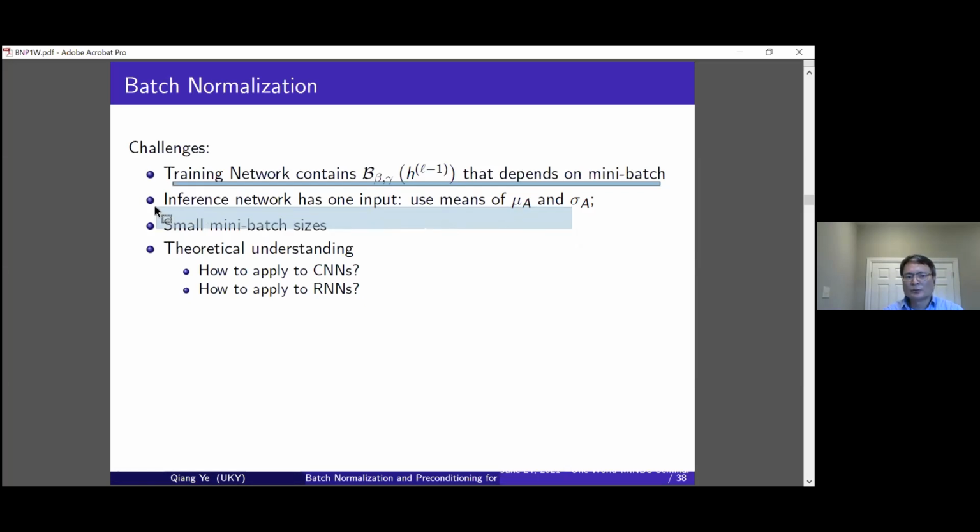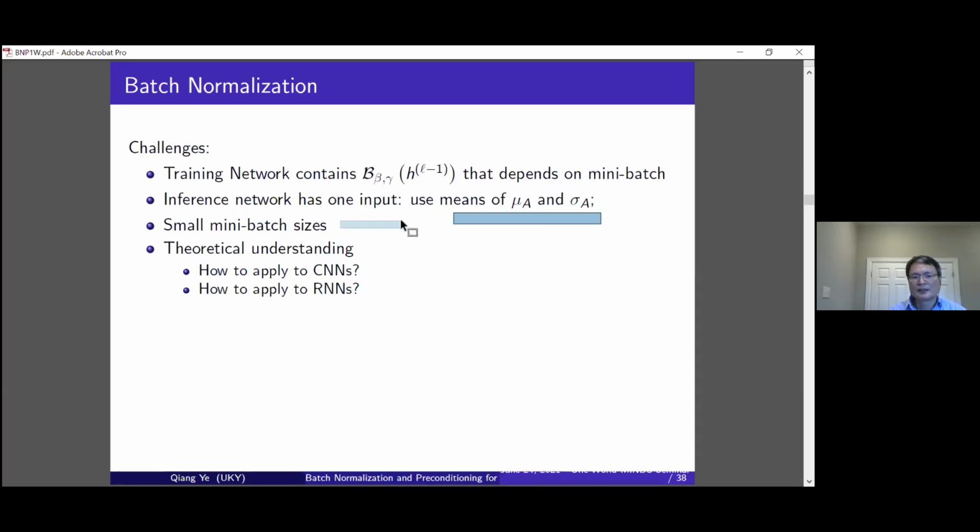Because of that, when the network is trained, we use that to do inference. Then the inference network is quite different from the training network, because for the inference network, of course, typically we just have one input. We want to find out the label for one input. We don't have a mini batch input. So the way BN implements the inference network is that they just use some kind of average of the mu_B and sigma_B from the training iterations. It seems to work well, but then there's a theoretical gap in how these things work.